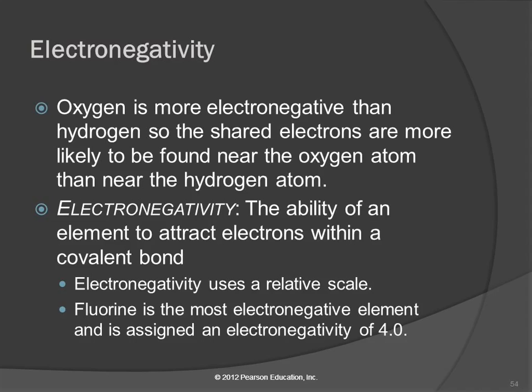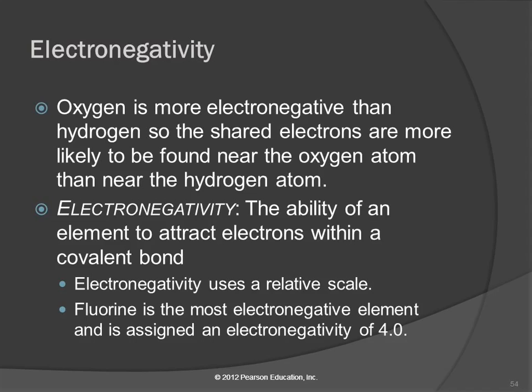So we have to talk about electronegativity. Electronegativity is a fancy word. It just means the ability of an element to attract electrons within a covalent bond. So in a covalent bond, if one atom is more electronegative than the other, it's going to hog the electrons. The electrons are more attracted to it.